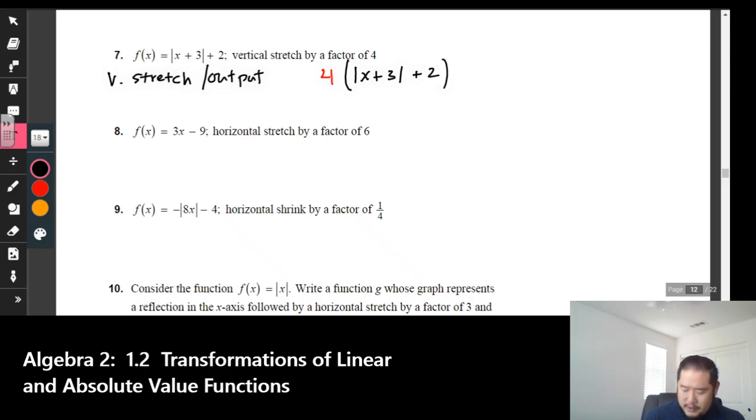And so what we're going to do is distribute this 4 throughout. Now the 4 doesn't go inside of the absolute value right here. So when I distribute that, I can go ahead and just put 4, and then we'll put absolute value x plus 3. However, this 4 does go to the 2, so that'll change us to plus 8. Because remember, when we say output, it affects the whole entire equation, and this will show that right there. All right, so there is your vertical stretch.